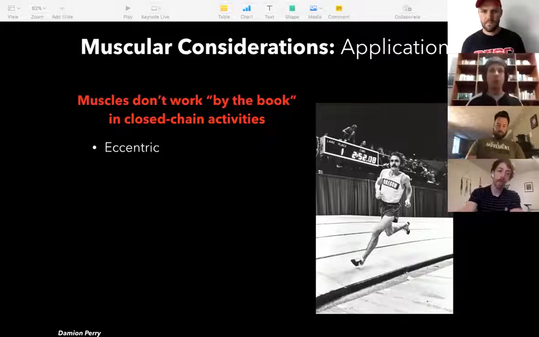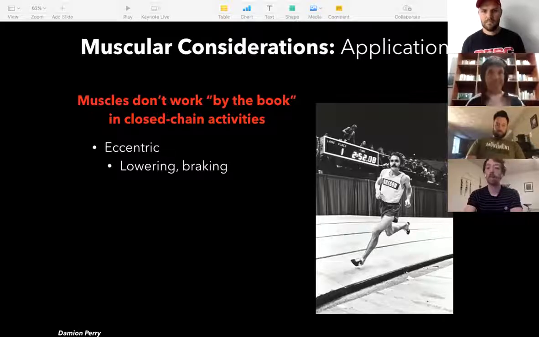So eccentric, what's going to happen? That's our lowering and our braking. Our quads aren't just working to extend our knee. Our quads are now working to slow us down from falling on the floor with each step. Running is just a lot of falling over and over again. I know I run a lot, and it's basically just catching yourself from falling on your face over and over again. It's not that fun. But that's your lowering and your braking aspect. The next is going to be your isometric.